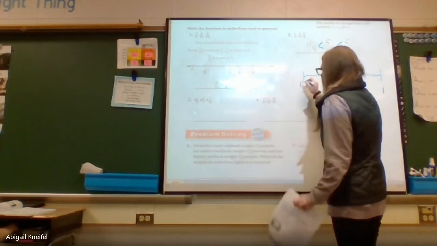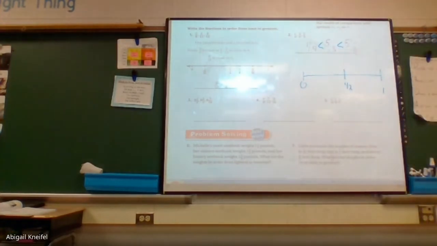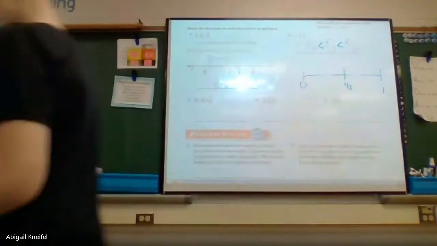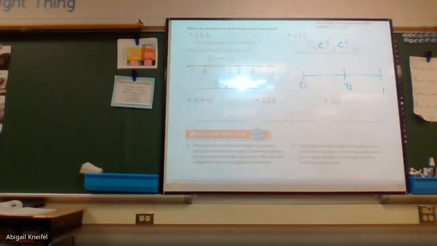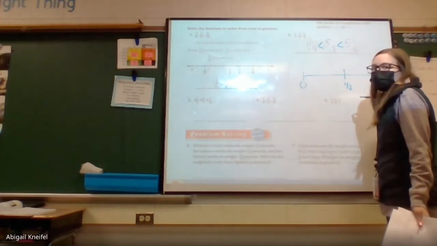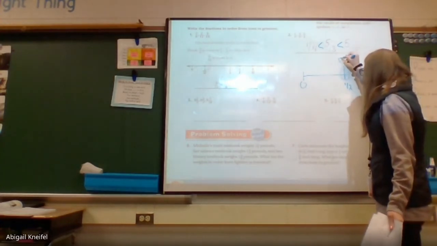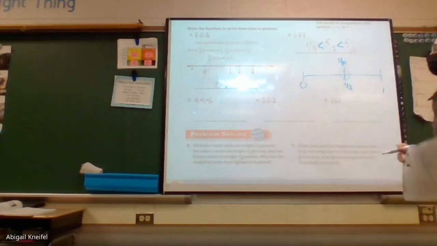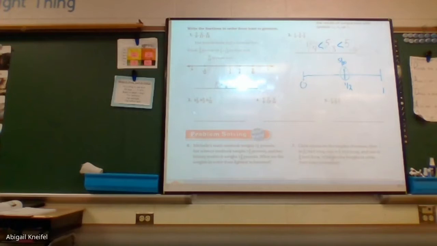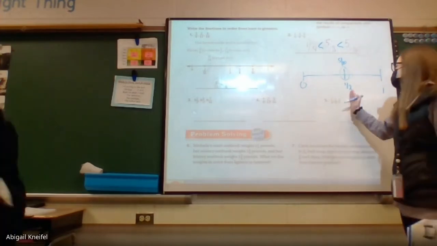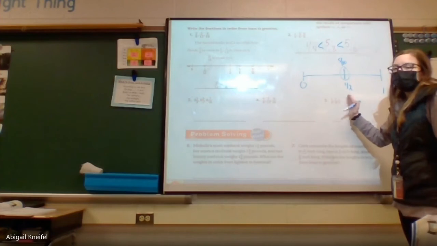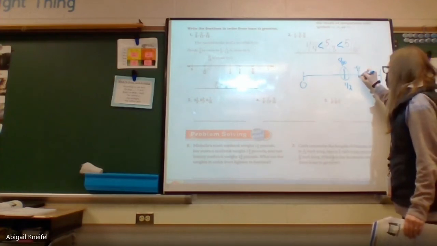1/2, 0. So I have 4/6, 7/12, 5/10. Let's start with the simplest one. 5 tenths. What is half of 10? 5. So 5 tenths is right on the half. Now 4/6. What is half of 6? Is 4 bigger than 3 or smaller than? Bigger, which means it is more than half, so 4/6 is going to be somewhere over here.